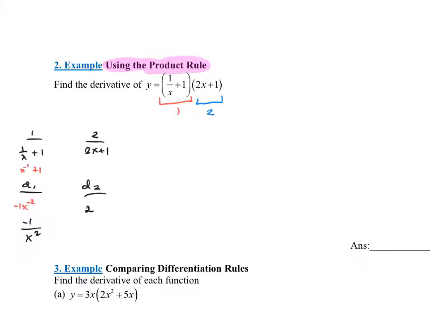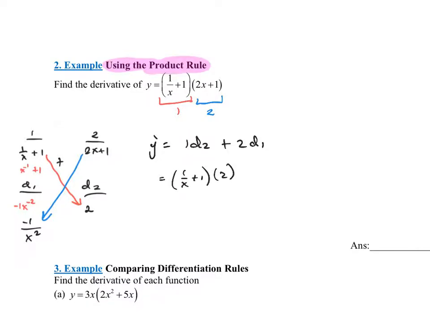What's the product rule say we do again? It says we do the first times the derivative of the second, plus the second times the derivative of the first. So y prime would equal 1 d2 plus 2 d1. In this case, 1 is 1 over x plus 1 times the derivative of the second, which is 2, plus the second, which is 2x plus 1, times the derivative of the first, which was negative 1 over x squared. Let's go ahead and simplify this out if we can.